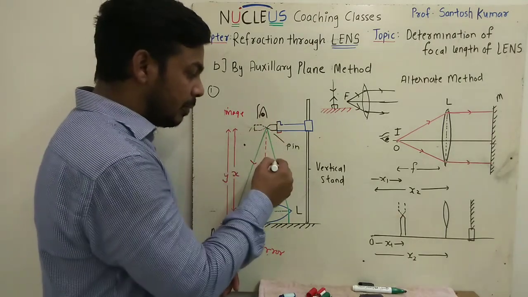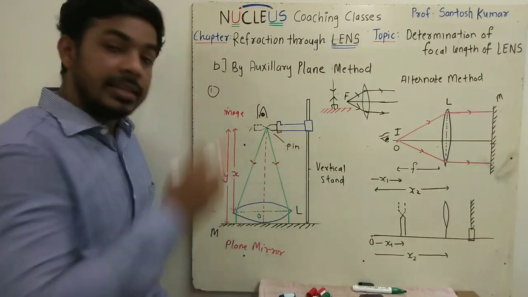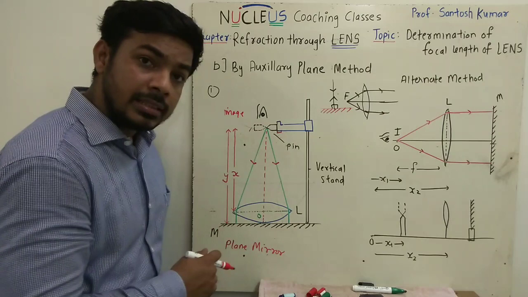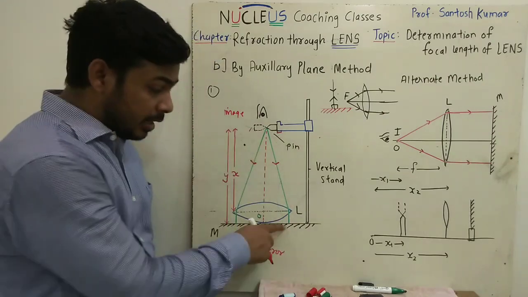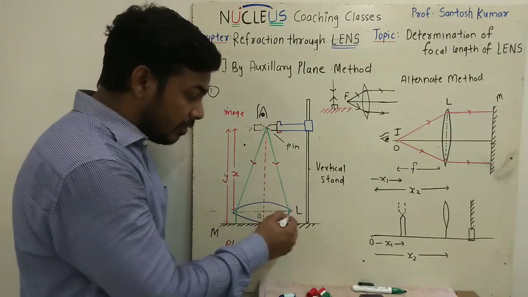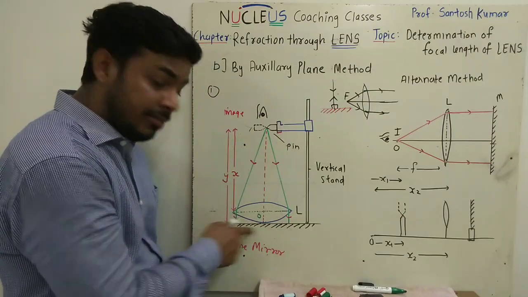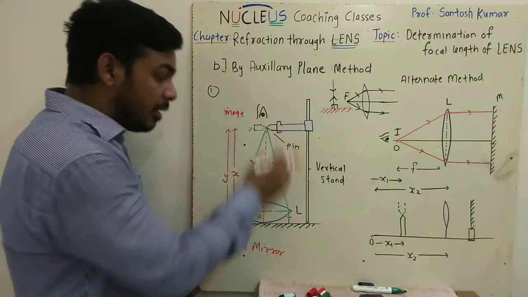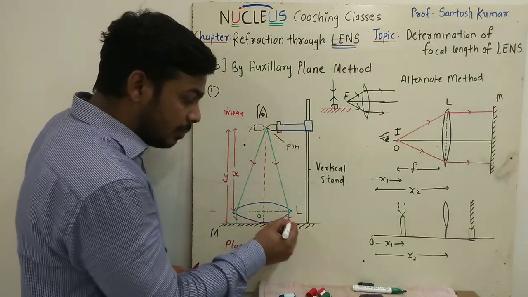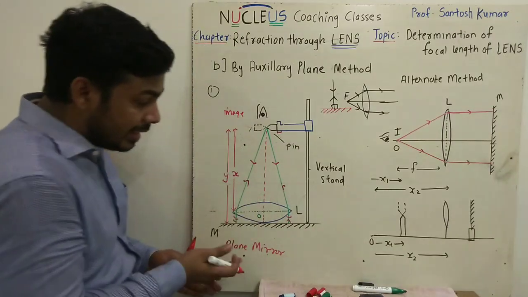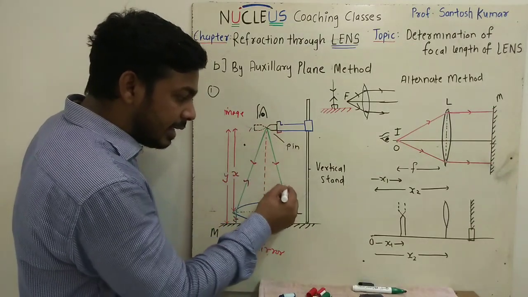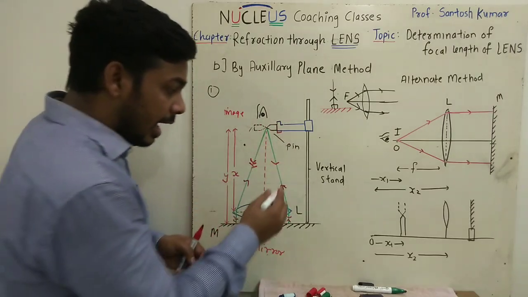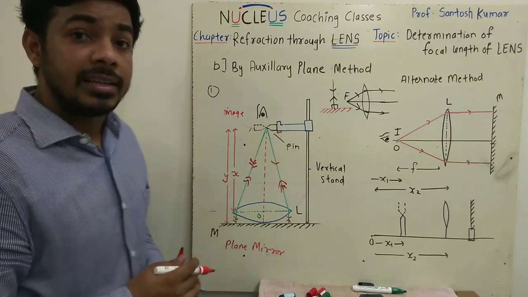The rays of light coming from the pin will get incident on the lens and will get refracted through the lens and will get reflected from the mirror. You can see the rays after refraction will hit the mirror, from where they will get reflected. So the rays coming from the pin are getting retraced. You can clearly see that this is the incident ray, and the rays after reflection are retracing their path.